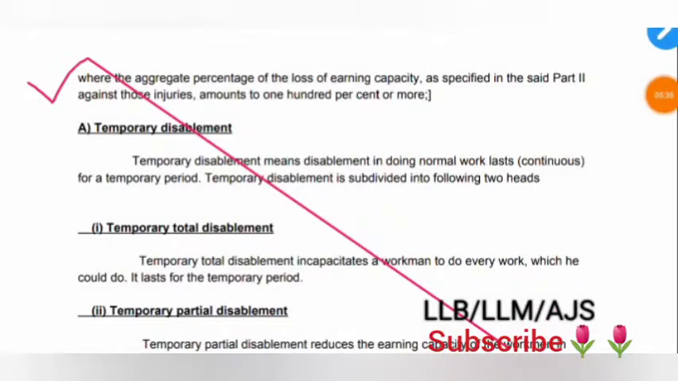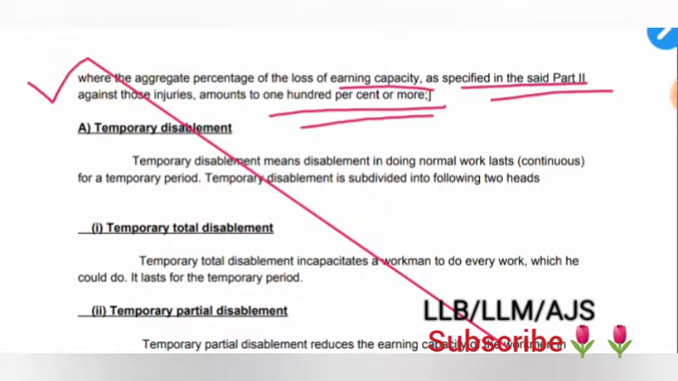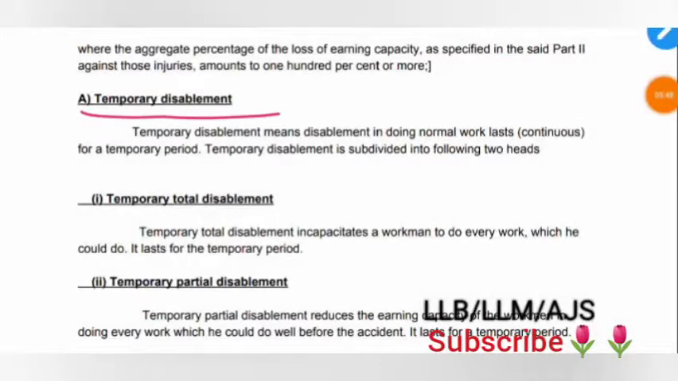Where the aggregate percentage of loss of earning capacity as specified in the said part 2 against each injury amounts to 100% or more. Then comes temporary disablement. Temporary disablement means disablement in doing normal work lasts continuously for a temporary period only. Temporary disablement is subdivided into the following two heads: temporary total disablement and temporary partial disablement.